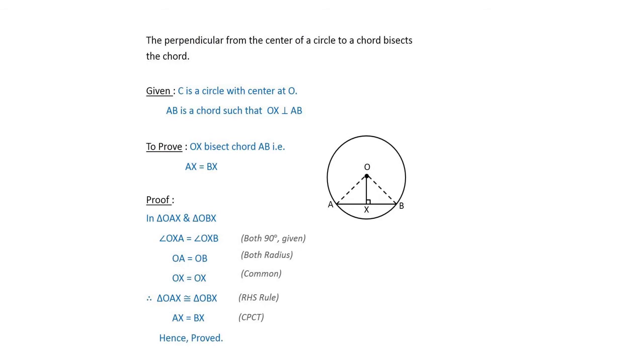Now, let us move towards the second theorem, which is opposite of what we have studied now. What we have studied is that there is a perpendicular, so the chord will get bisected. And then in the next theorem, the chord will already be bisected. You have to prove that the line is perpendicular. So, it is opposite of what we have studied now. Let us see.